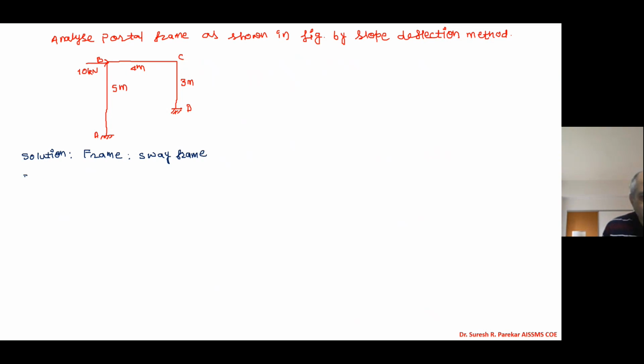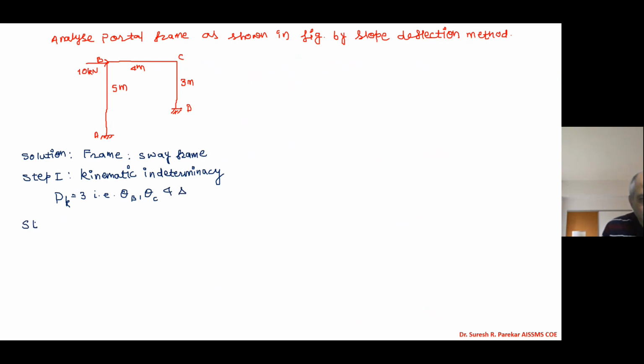Then step 1, kinematic indeterminacy. So we have Dk equal to 3, that is theta B, theta C, and as it is sway, so we have delta.